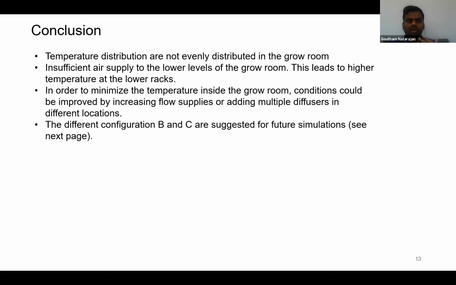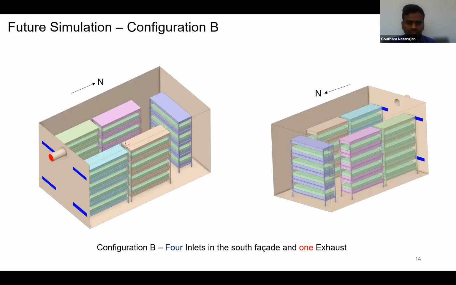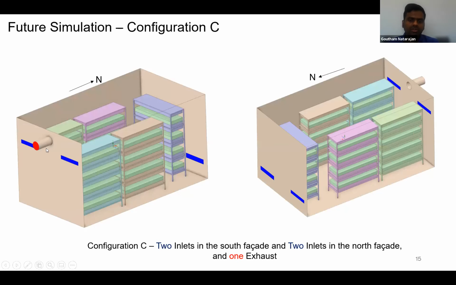From this, we also want to give future simulation configurations B and C for understanding how the grow room conditions would be in the future. Let me explain the configurations B and C that we are suggesting for future simulation. Configuration B, with 4 inlets in the south facade and 1 exhaust, same as in the baseline configuration, could be used. In configuration C, which has 2 inlets in the south facade in the upper level and 2 inlets in the north facade in the lower level, with 1 exhaust same as the baseline configuration, can be used.